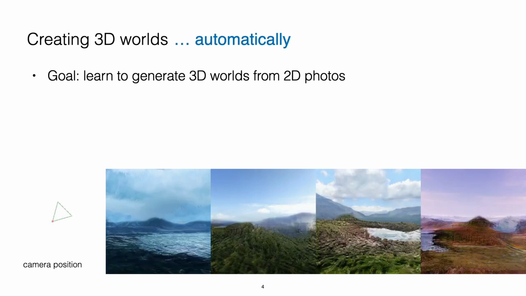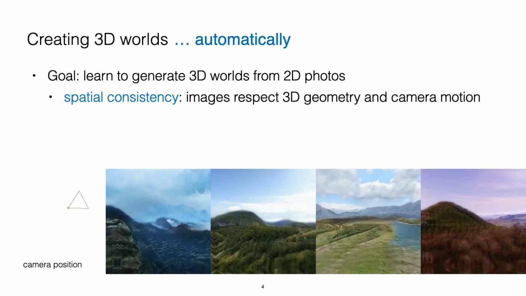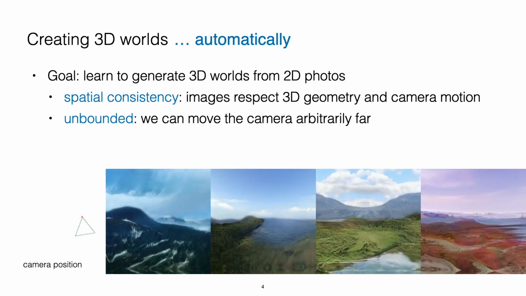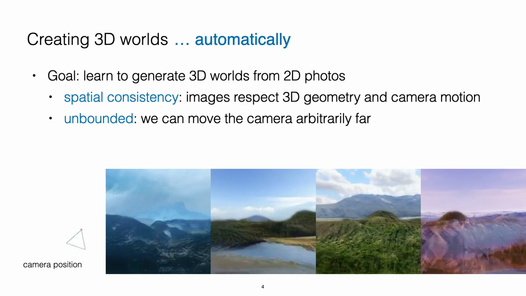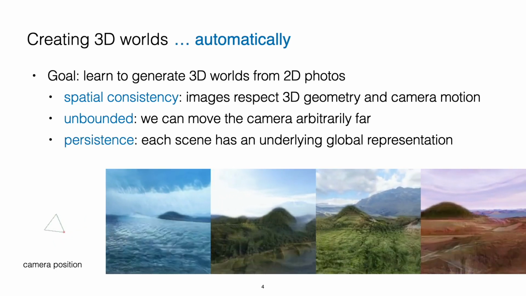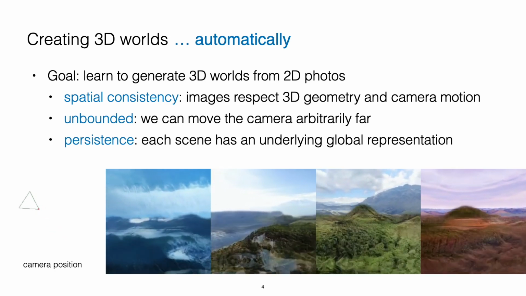Our desired properties for these worlds are spatial consistency, so the pixels move in a way that respects 3D geometry and camera motions. Unbounded generation, so we can move the camera arbitrarily far. And persistence, so that we can return to previously seen content without the scene changing.